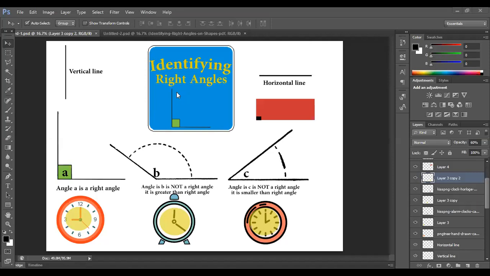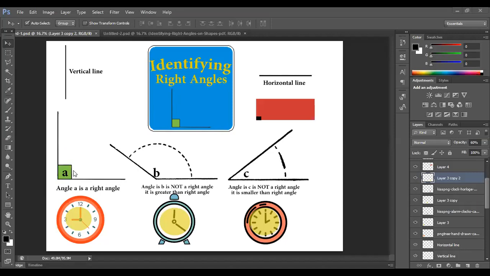What does the word right angle mean? It is two straight lines, one vertical line and one horizontal line, meeting at a vertex. What does the word vertex mean? Do you remember we said before that the square has four corners, or four vertices? So the word vertex is the same as the word corner.